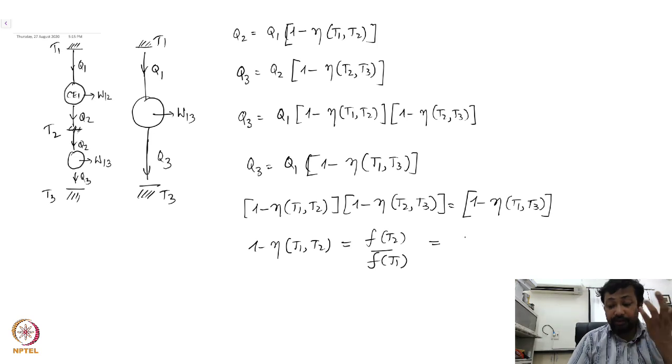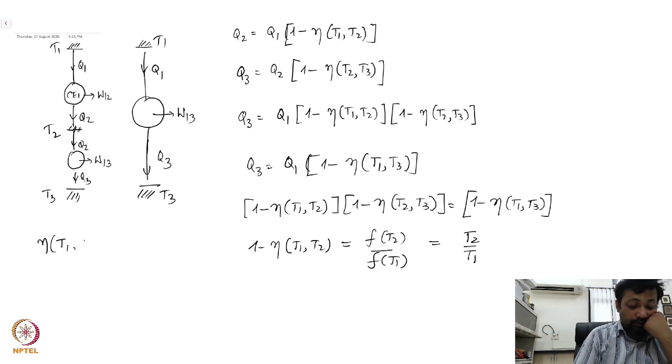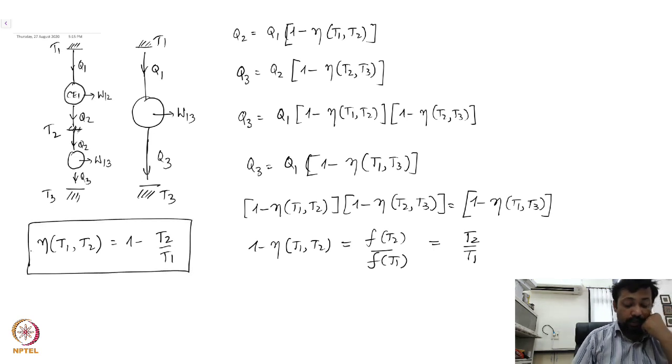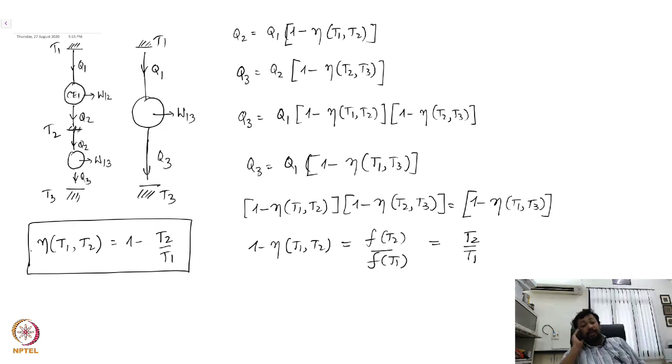Traditionally or conventionally, this is taken to be T2 over T1, so that the efficiency of an engine operating between T1 and T2 is given by 1 minus T2 over T1. This is how the Carnot efficiency looks. And you see, in this expression for the efficiency, there is no material parameter involved. There is absolutely nothing, like the specific heat of the system, or the compressibility, or the susceptibility, that enters this equation. The efficiency only depends on the temperatures of the two reservoirs. So powerful is the Carnot theory.